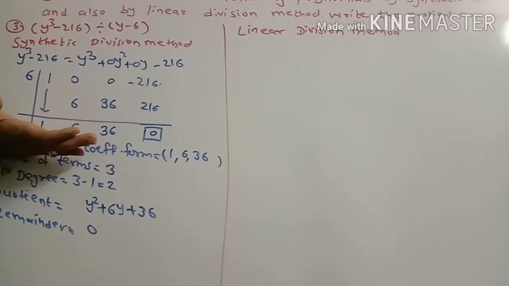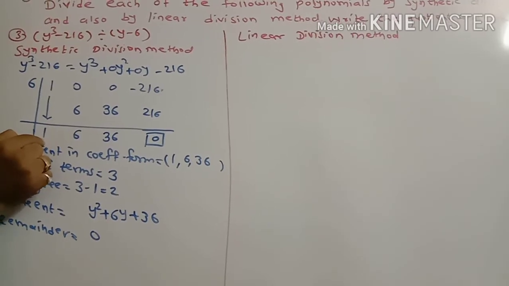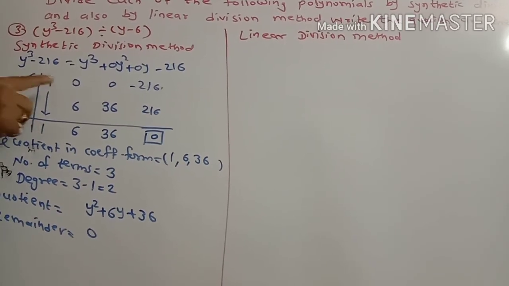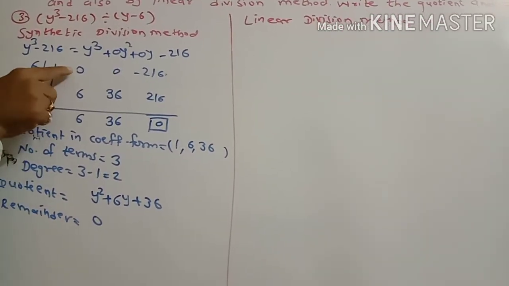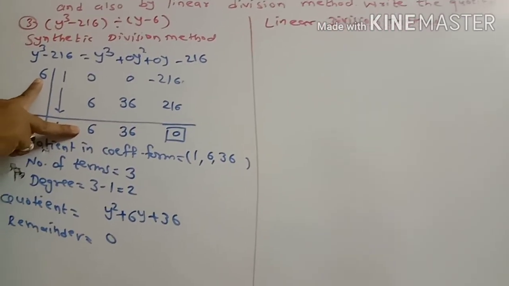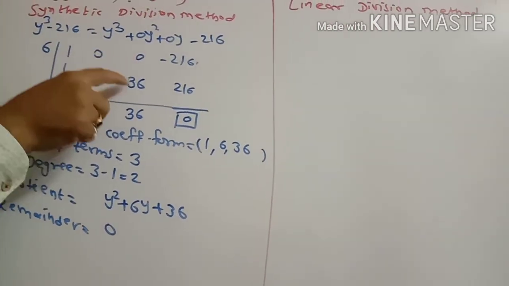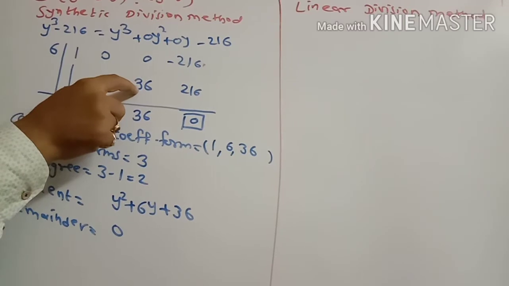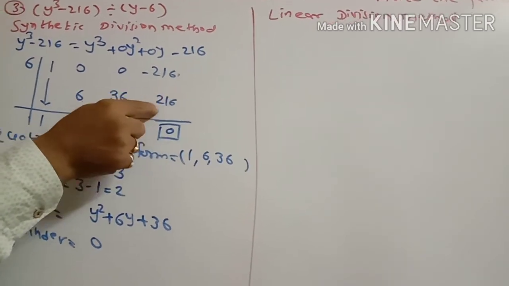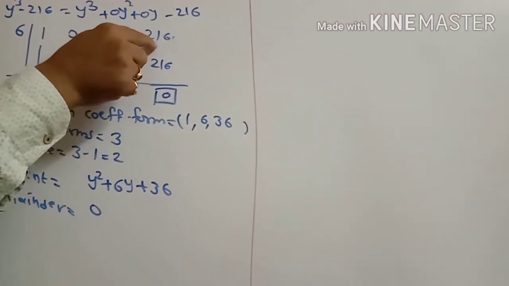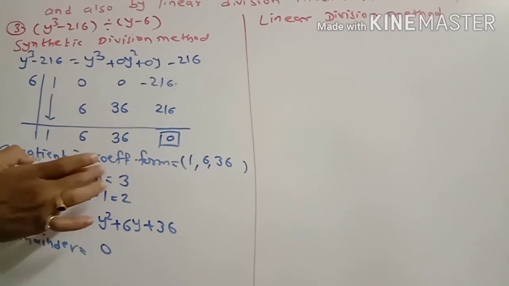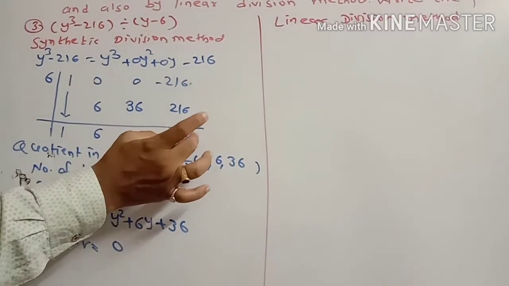Now below the horizontal line, write the first coefficient as it is, 1. Then take the product of both: 6 into 1 is 6. Write the product below the second coefficient in the second row. 0 plus 6 is 6. Take the product of both again, constant term and coefficient: 6 into 6 is 36. Write 36 below the third coefficient in the second row. 0 plus 36 is 36. Take the product of 36 into 6, 216. Write the product 216 in the second row below the next coefficient. Minus 216 plus 216 is 0. Now the quotient in coefficient form is 1, 6, 36, and 0 is the remainder.